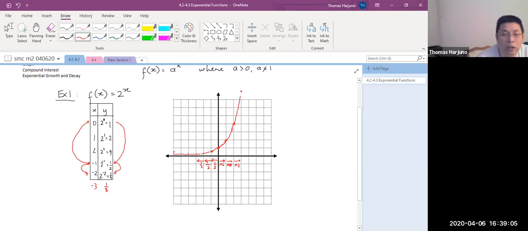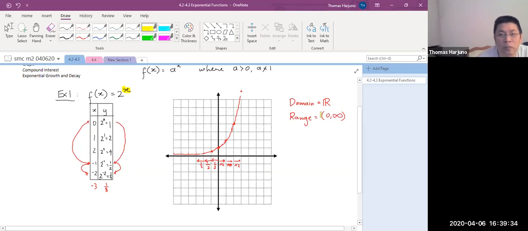Okay, now, therefore you will see that while the domain of the exponential function is all real numbers, we can plug in whatever x I want, however, the range will be from 0 to infinity, not including 0. In fact, the further we go to the left, the closer it will be to the x-axis, but never touch the x-axis.